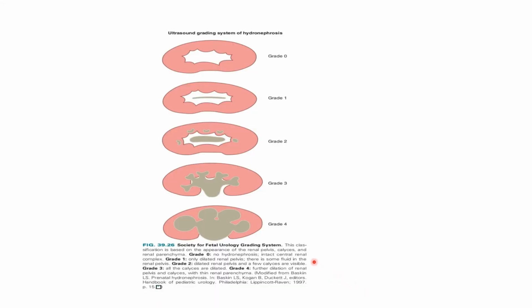This is the ultrasound grading of hydronephrosis. Grade 0 is no dilatation of the renal pelvis. Grade 1 is mild dilatation of the renal pelvis. Grade 2 is mild dilatation of the renal pelvis with a few calyceal dilatations. Grade 3 is renal pelvis dilatation with calyceal dilatation and no renal parenchymal thinning. Here there is renal pelvis dilatation and calyceal dilatation with thinning of the renal cortex. This is a very subjective classification proposed by the Society for Fetal Urology grading system.